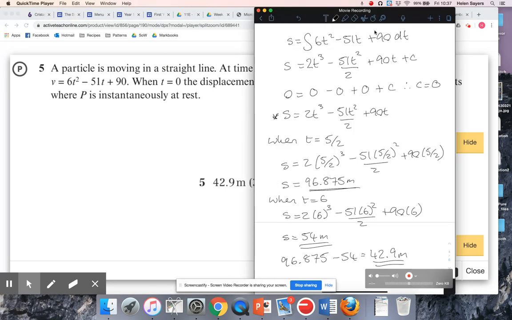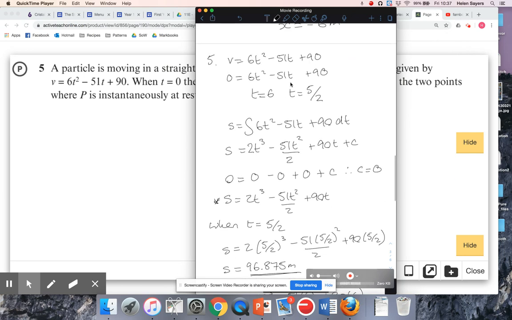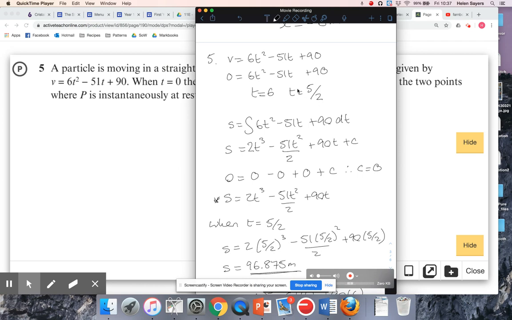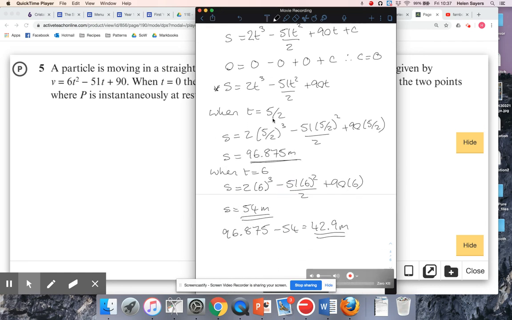No, that's good. Okay, so the overall method was I chose to find the 2 points when its velocity was instantaneously 0 first. You might have come back to that later in the question. Then I integrated to get my displacement, not forgetting to find the value of c. Then I found the displacement at my two values of t, and then the distance between those two would be the difference between them.